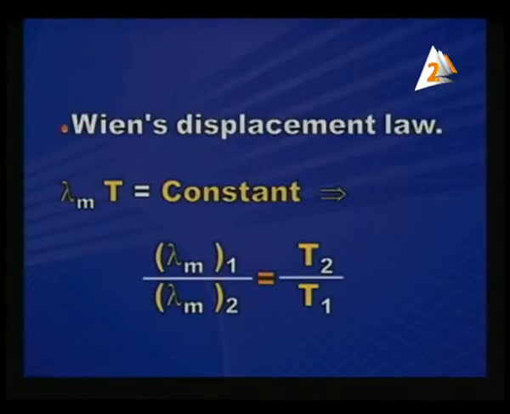We want you to give the expression that gives Wien's displacement law. Wien's displacement law: the product of lambda maximum and absolute temperature is equal to a constant. So we can say lambda maximum 1 over lambda maximum 2 is equal to T2 over T1. T capital means absolute temperature.